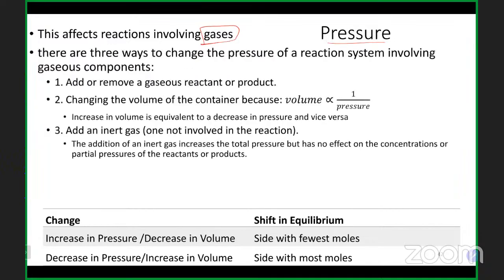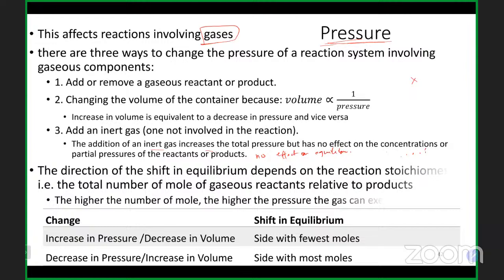And you can change the pressure by either removing or adding a gaseous substance, by changing the volume of the container, since volume and pressure have an inverse relationship, or by adding an inert gas, so that you can have different mole fractions. However, inert gas does not affect the concentration or partial pressure, so no effect on equilibrium.